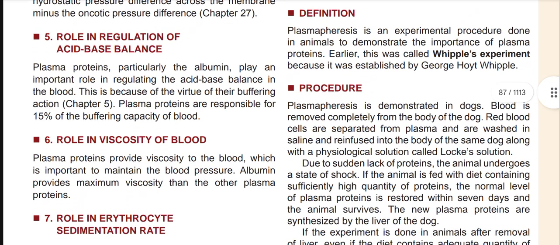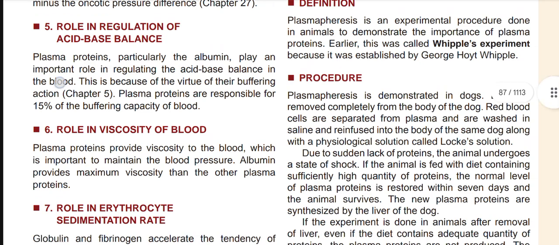Now, role in viscosity of the blood. Plasma proteins provide the viscosity to the blood, which is important to maintain the blood pressure. Albumin provides maximum viscosity compared to other plasma proteins.